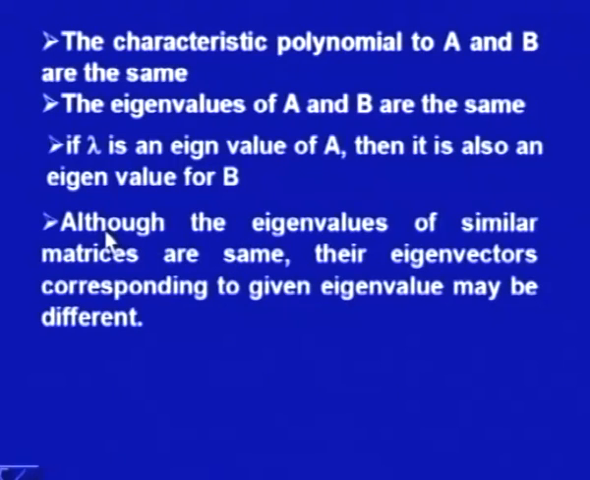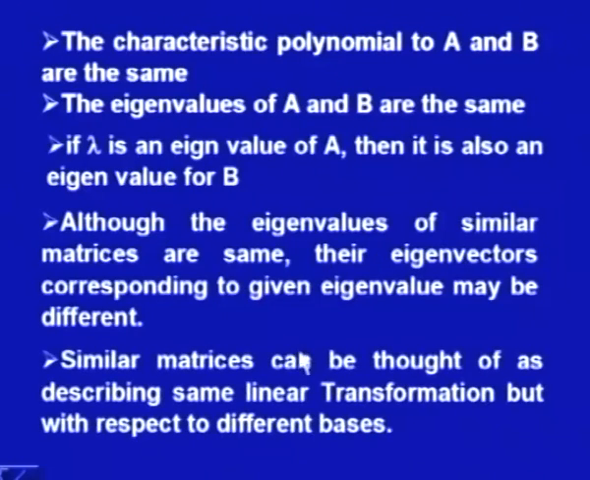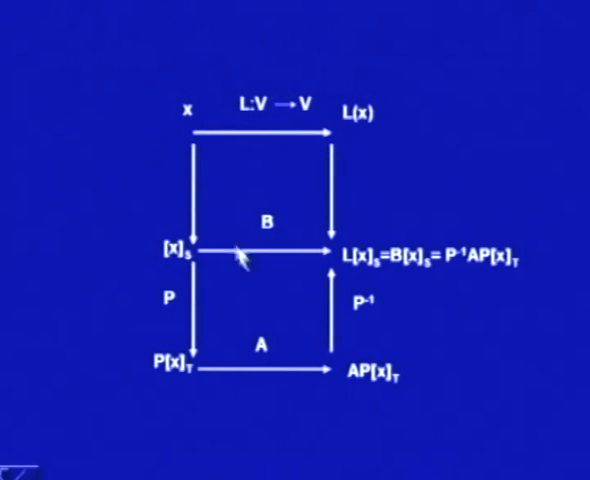Now, although the eigenvalues of similar matrices are the same, their eigenvectors corresponding to given eigenvalues may be different. So, this is an observation: we have proved in the form of a theorem that eigenvalues of similar matrices are the same, but their eigenvectors need not be the same. In fact, we say that similar matrices can be thought of as describing the same linear transformation, but with respect to different bases. Let me illustrate this with this diagram.